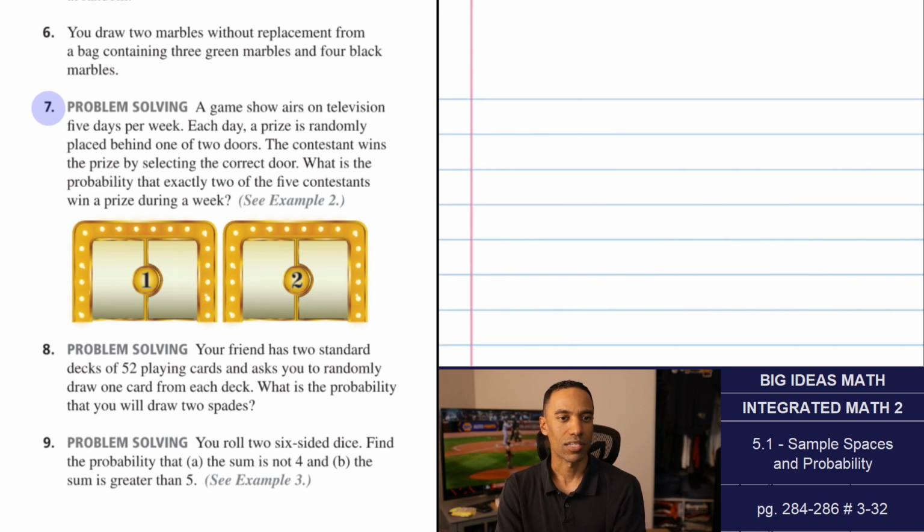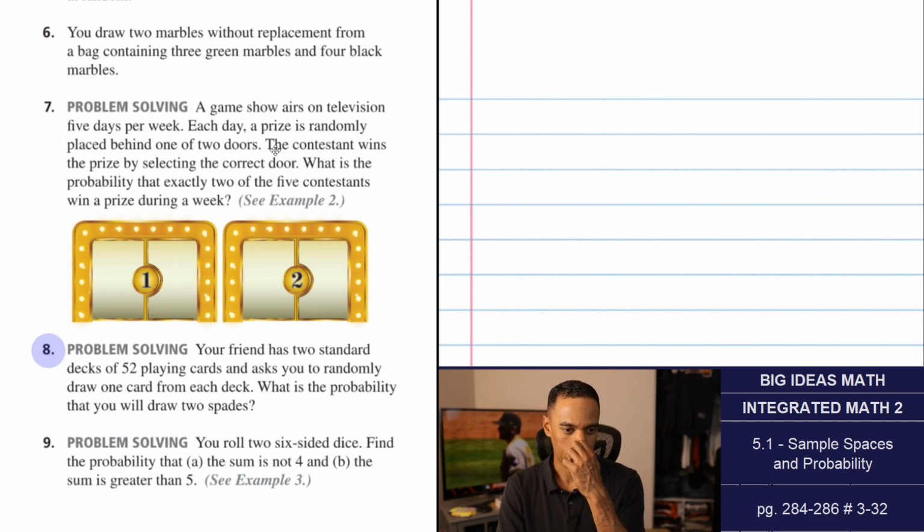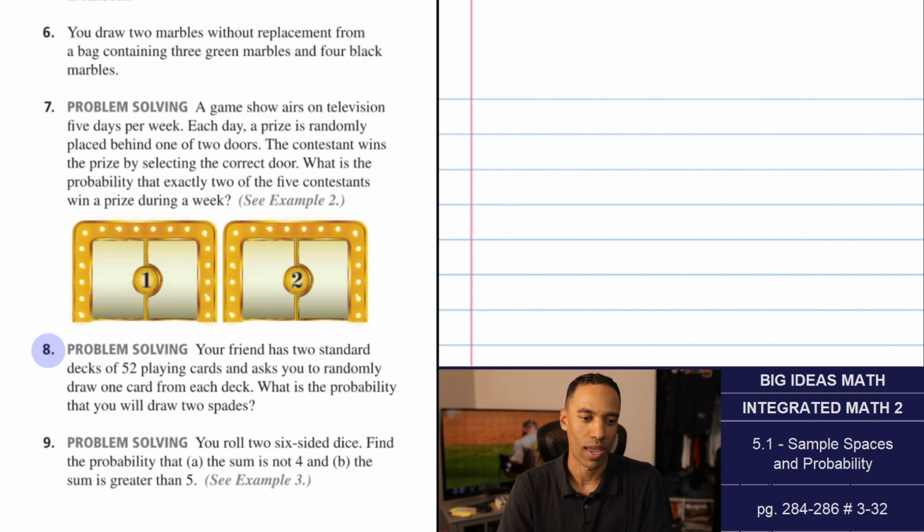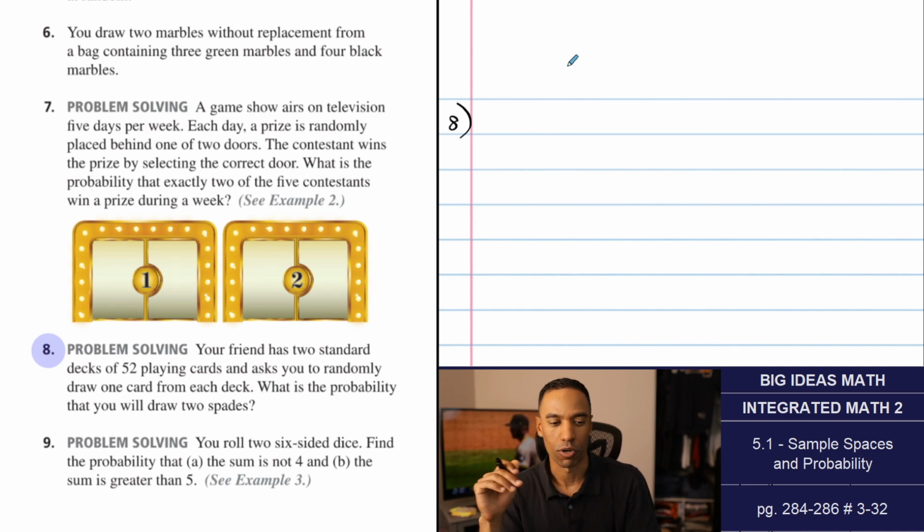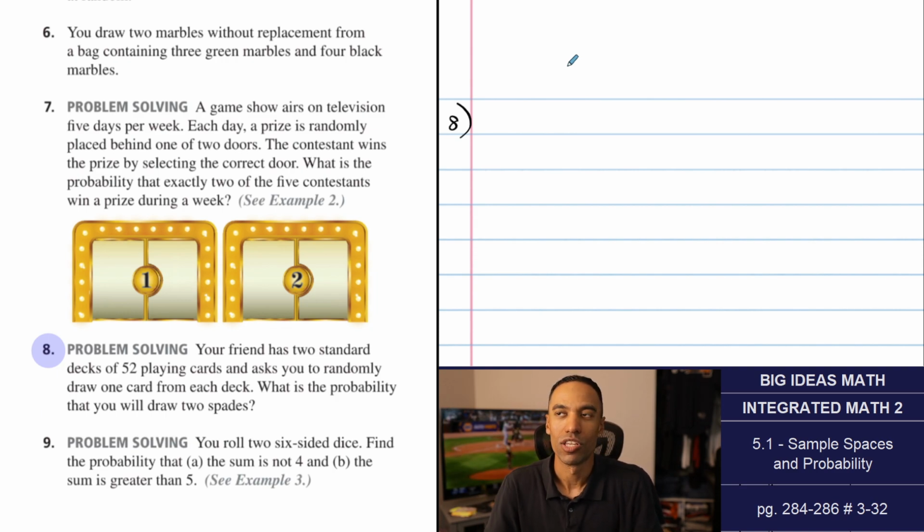All right, let's go to number 8. I lost the thing now that I popped up my calculator in ChatGPT. All right, problem number 8. Your friend has 2 standard decks of 52 playing cards and asks you to randomly draw 1 card from each deck. What's the probability you will draw 2 spades? I hope I don't have to do 52 different arrangements. They did say spades, so maybe I can do the different suits.